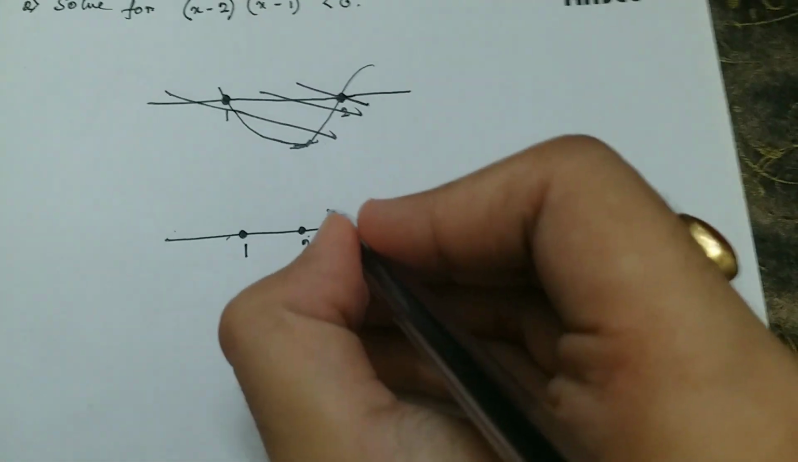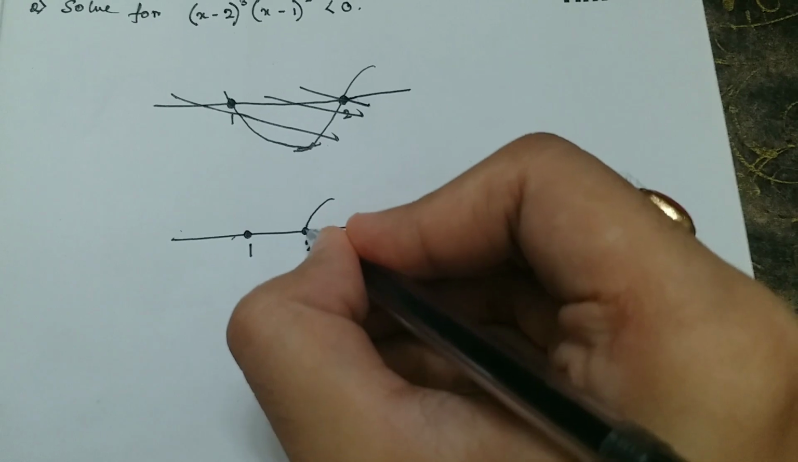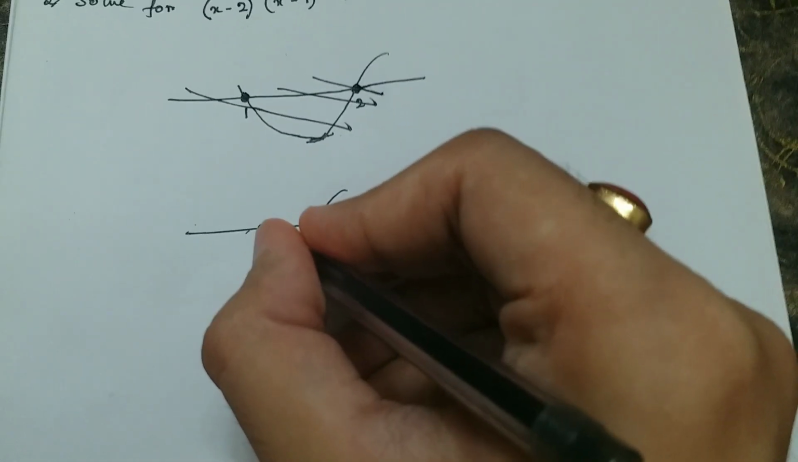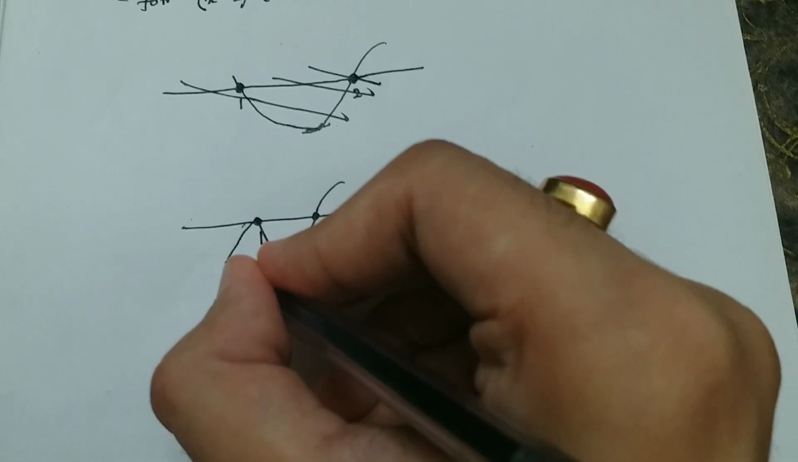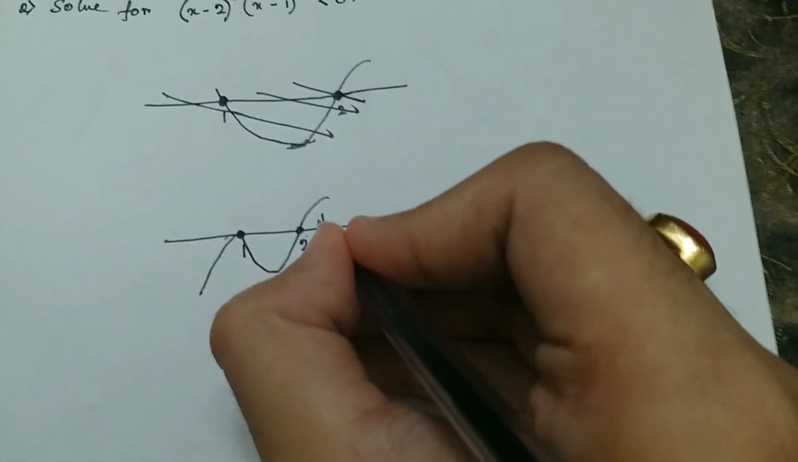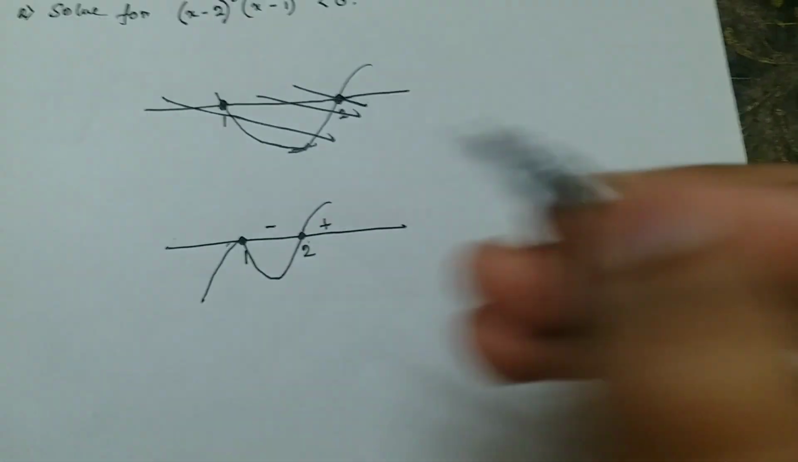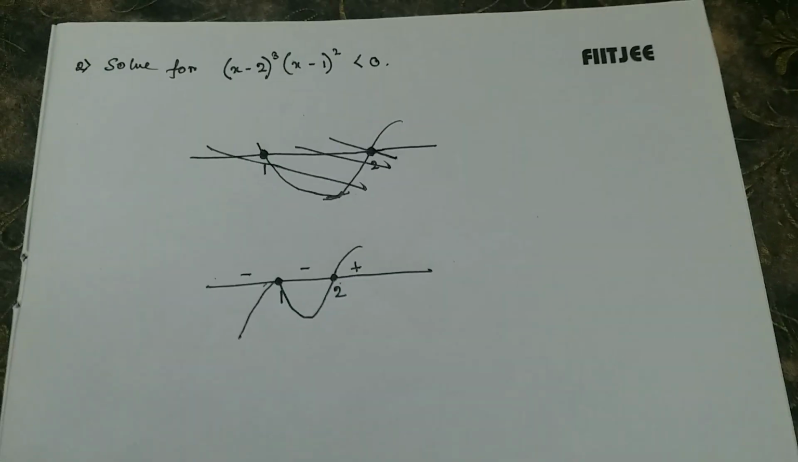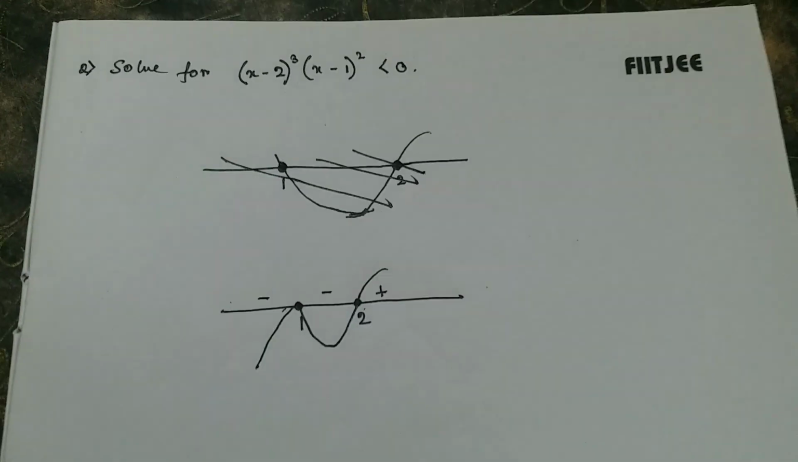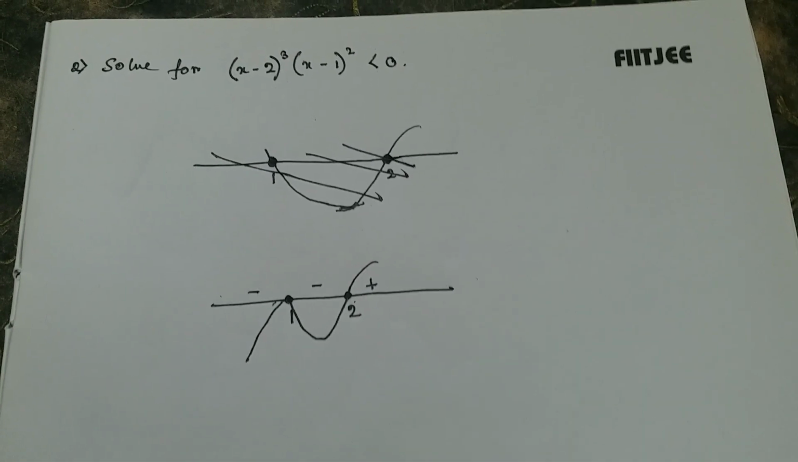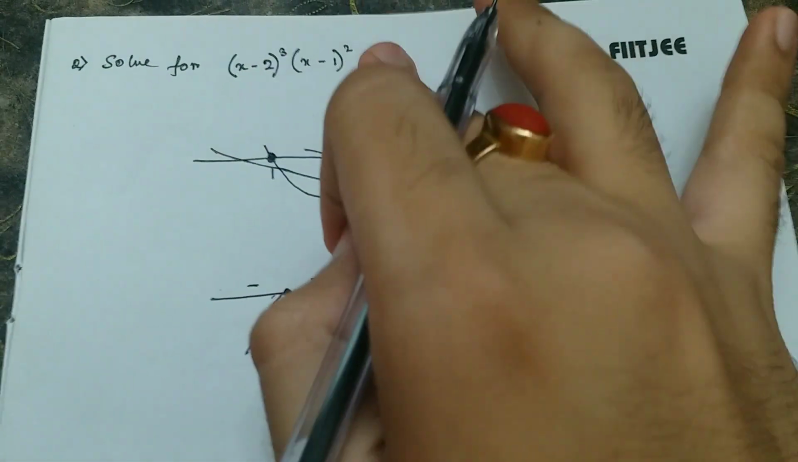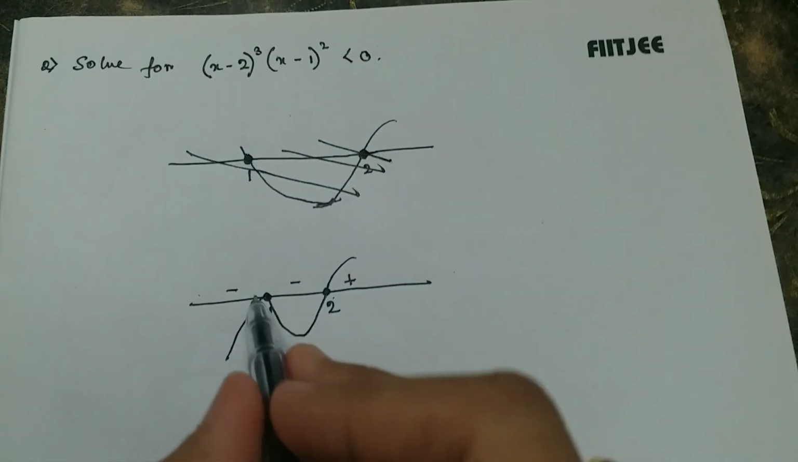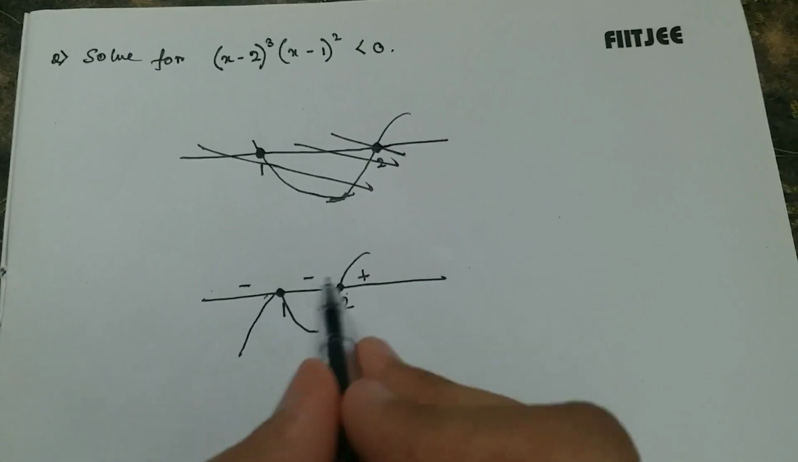So let's start from here. It starts from here, crosses, sign change takes place, goes here, but no sign change will take place here. It will go downwards. So plus, curve is below, minus, curve is below again, minus. So this is the difference. No sign change takes place here at 1 because x minus 1 power is even. Now lesser than 0, we will have to see where it's minus, these two places.